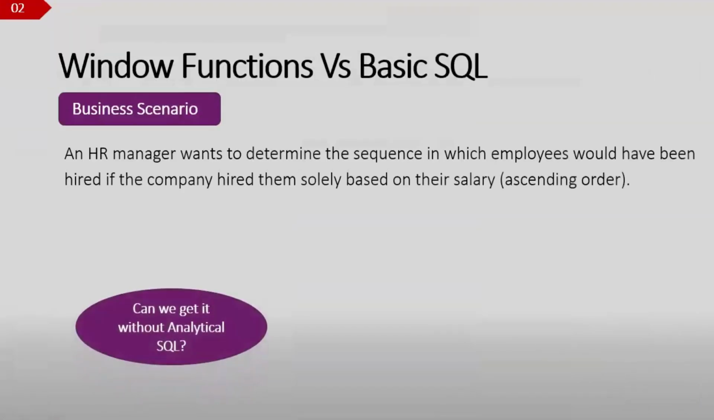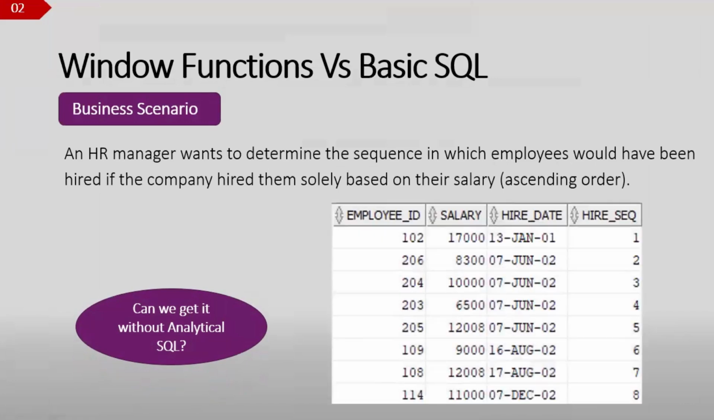Okay. Let's have an easy business scenario. An HR wants to determine the sequence of hiring for each employee. So if this employee is hired, I want to know his order of hiring. If I have a company, the first one hired will be number 1, the second one hired would be number 2, and so on. Can we get this without analytical SQL? This is the required output.